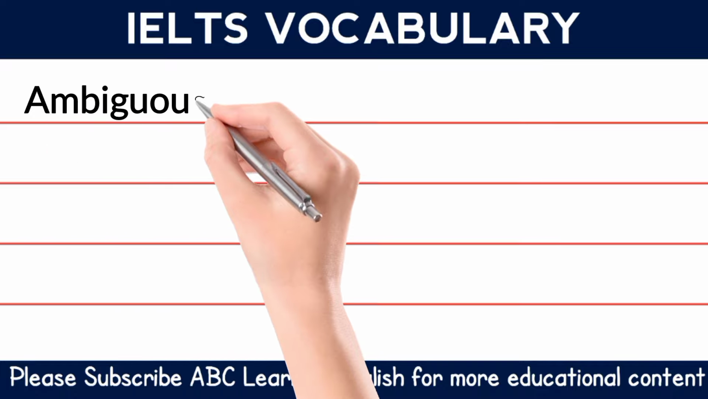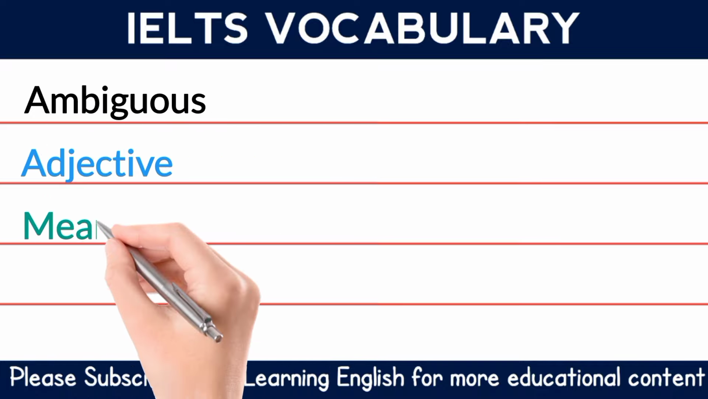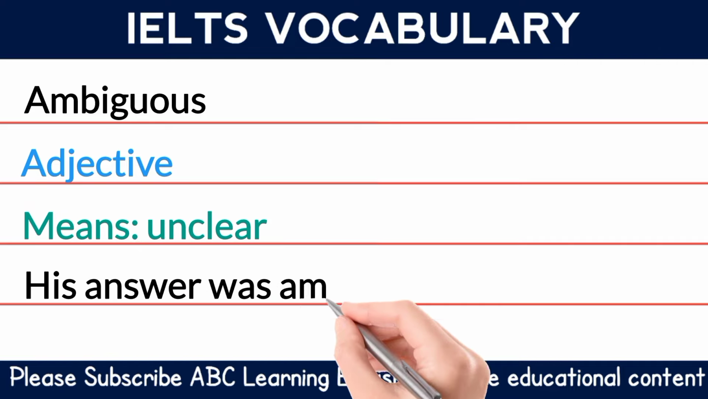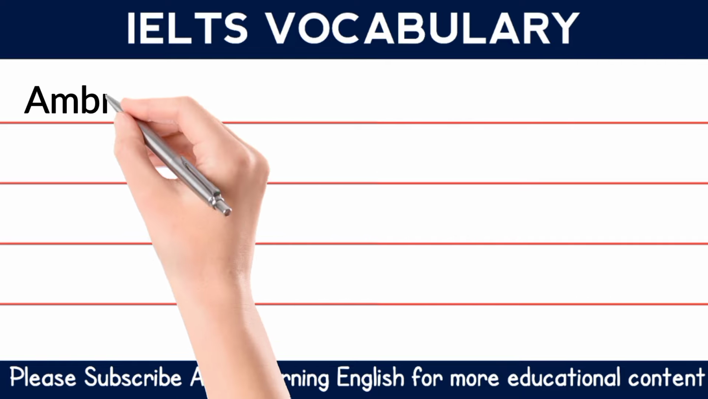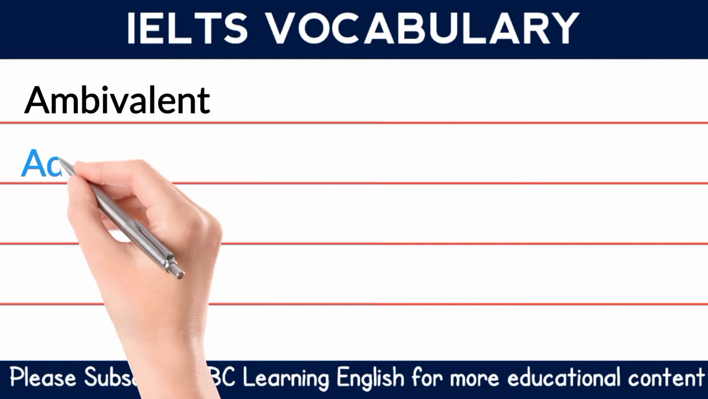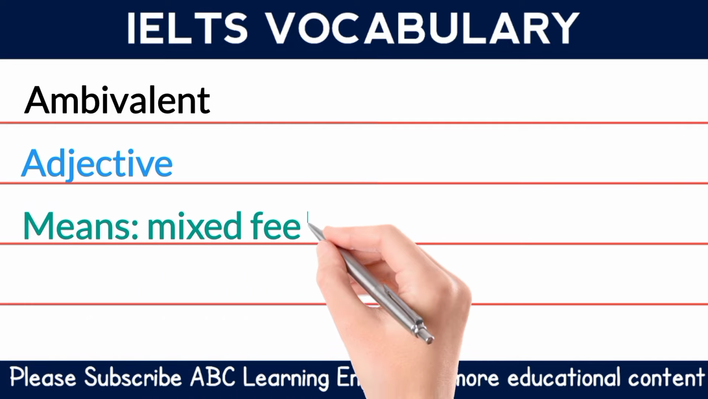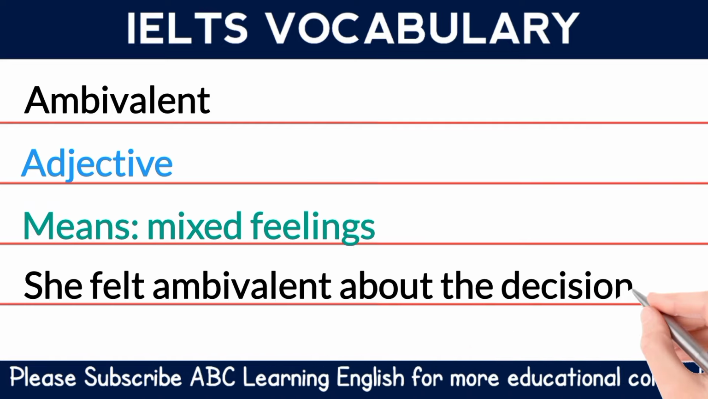Ambiguous. It is an adjective. Means unclear. His answer was ambiguous. Ambivalent. It is an adjective. Means mixed feelings. She felt ambivalent about the decision.